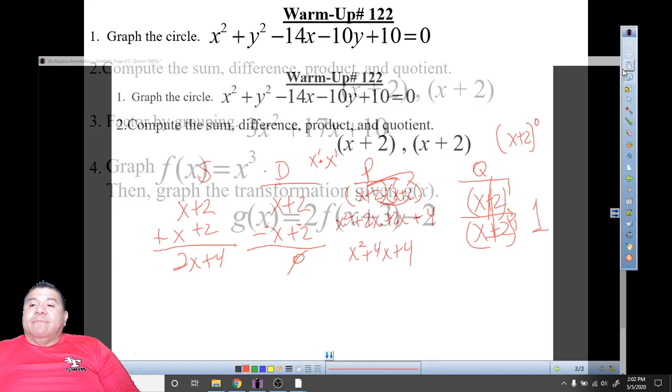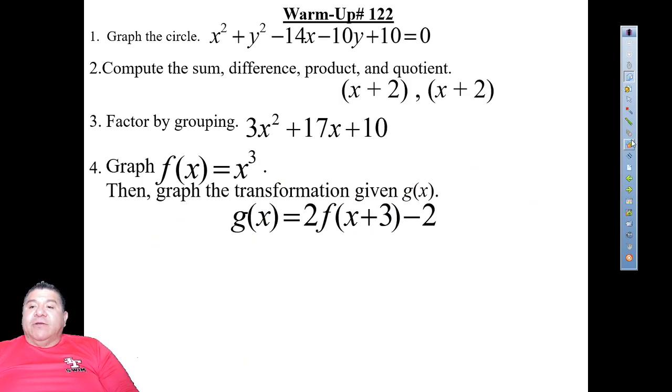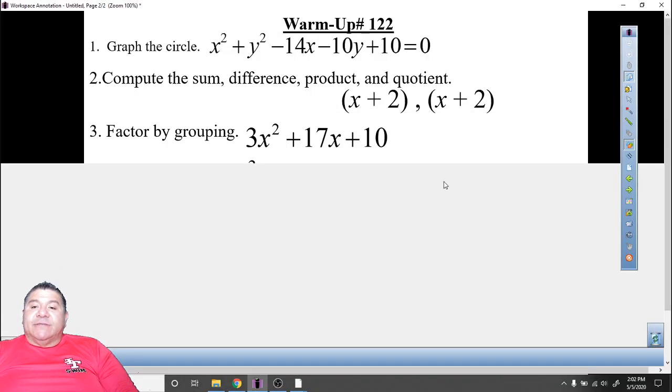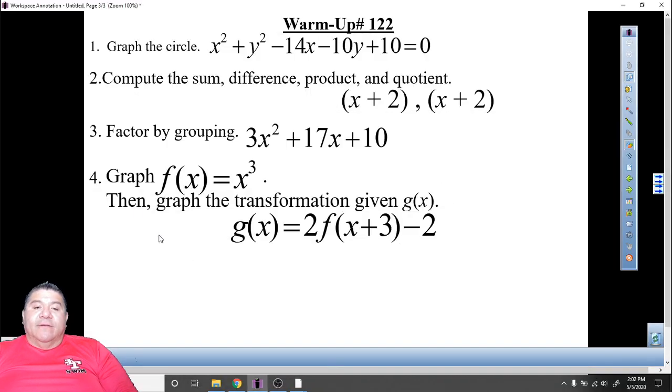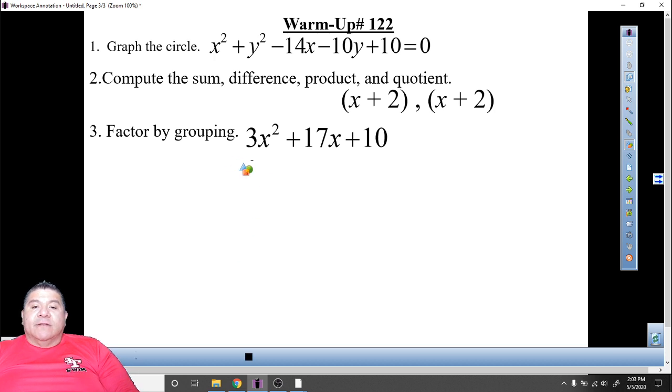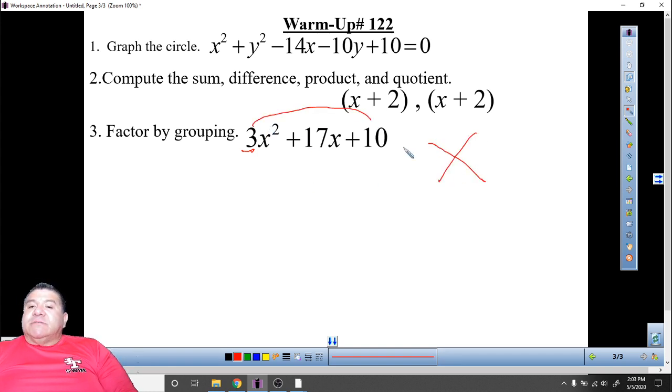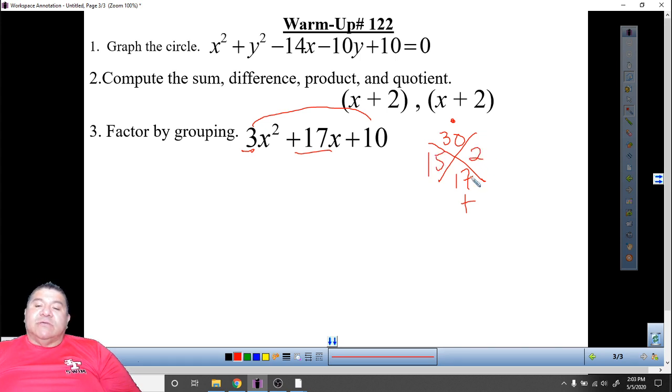All right, let's go to number 3. Factor by grouping. Your favorites. All right, so who noticed that we have a leading coefficient? Yeah, so therefore 3 times 10, that's 30. That's our product. 17 is our sum. So factors of 30 that add up to 17. Yeah, 15 times 2, or 2 times 15.